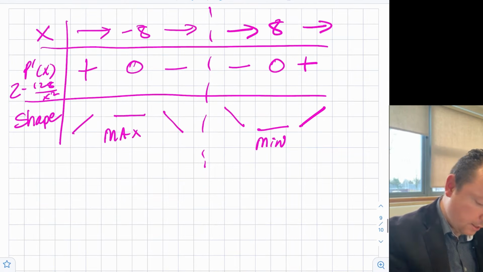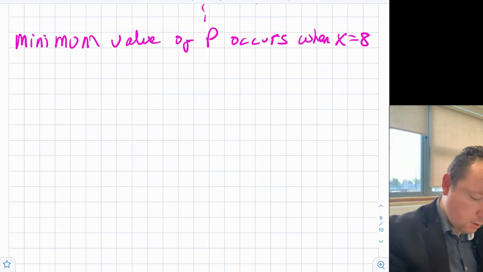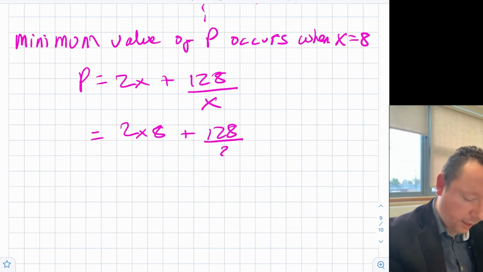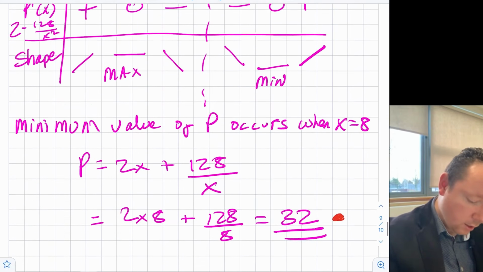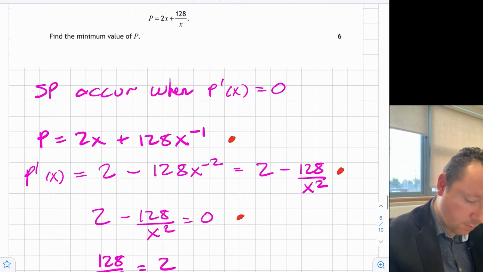So we can say the minimum value of P occurs when x equals 8. So we need to work out the minimum value of P. So remember P was equal to 2x plus 128 over x. So that equals 2 times 8 plus 128 over 8, which is equal to 32. So we've got our final mark occurring here, and we've got a mark for verifying it was a minimum. So there's 1, 2, 3, 4, 5, 6 marks in total.